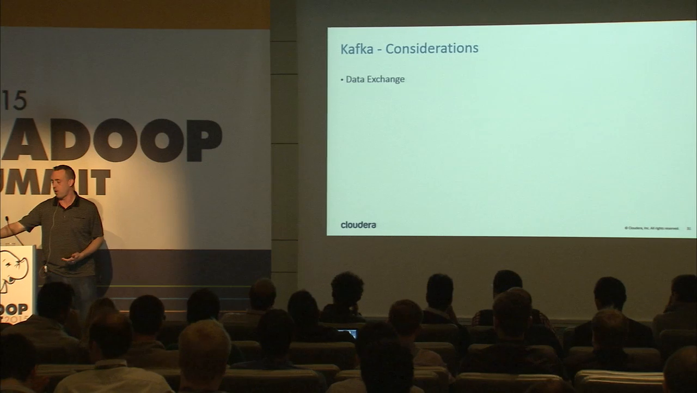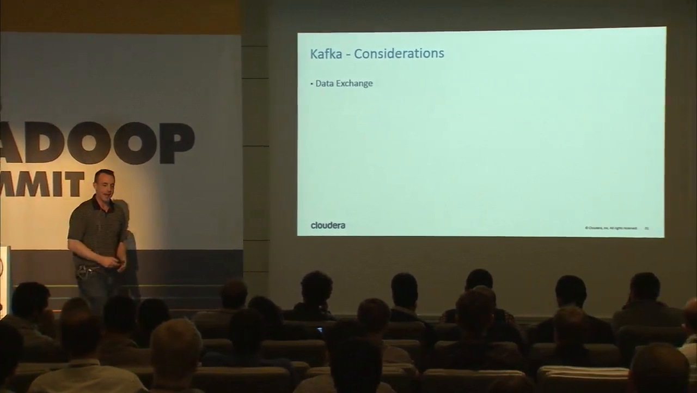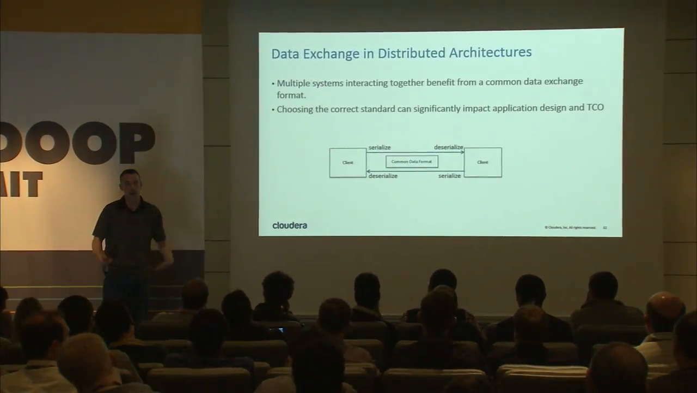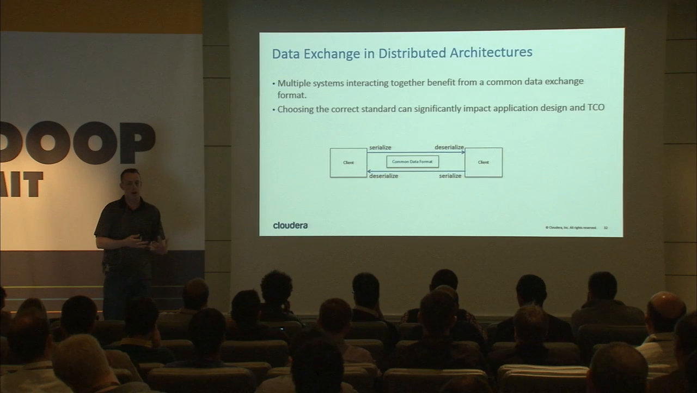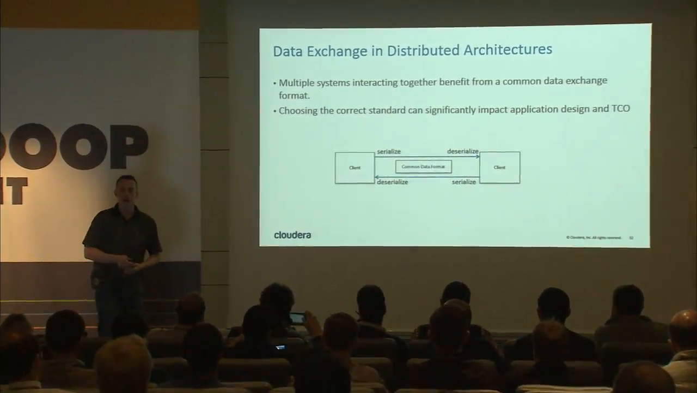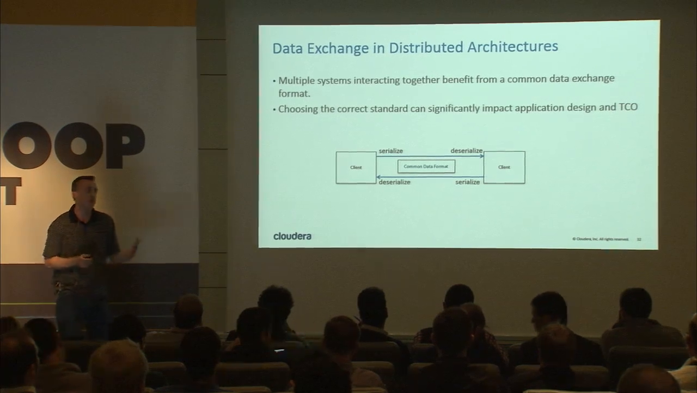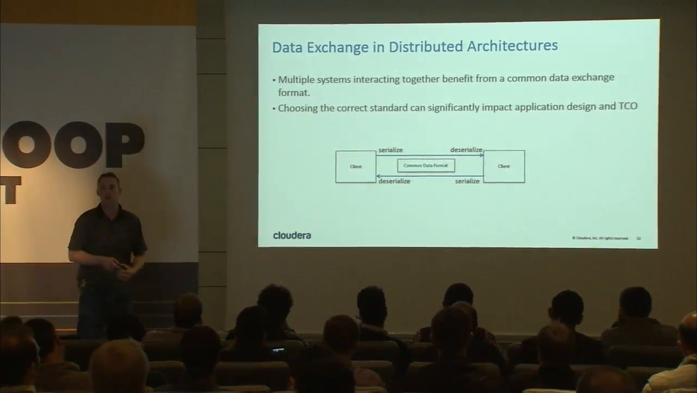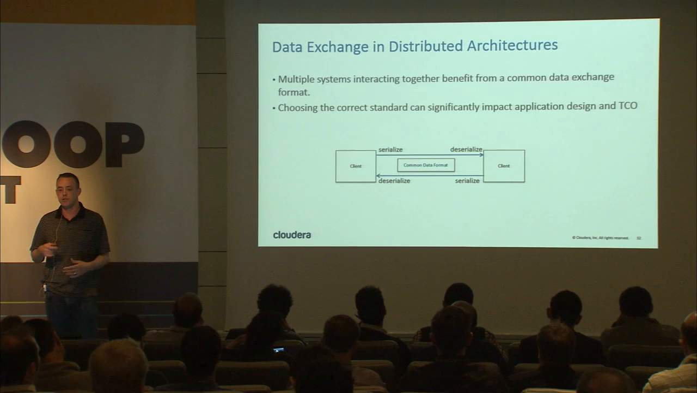I think it's really important, and the reason I put it first, is the data exchange. What I mean is that whenever you have these multiple systems talking with one another, you can benefit from some type of common exchange format. Choosing this standard has really drastic implications. There are a lot of places I know that start out with JSON.